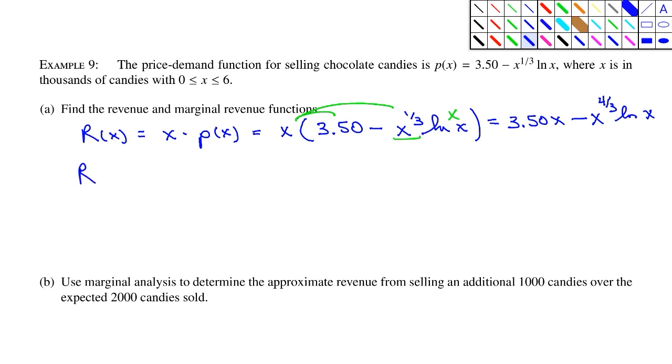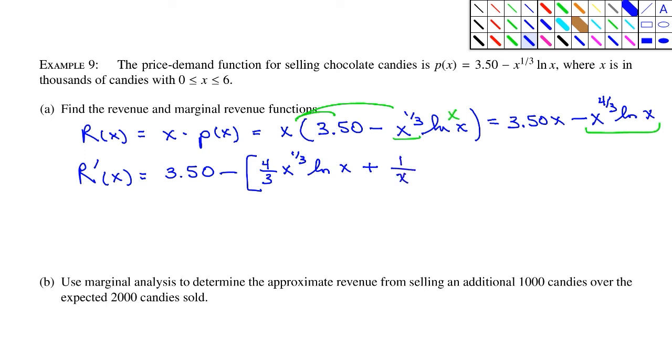Now, to find the marginal revenue function, you just take the derivative. So the derivative of 3.50x is 3.50 minus the derivative of the second piece, which is a product. So I'm going to have to use the product rule. I'm going to take the derivative of the first. It's 4/3 x to the 1/3 power times the natural log of x unchanged, plus the derivative of the natural log, which is 1 over x, times the first piece, x to the 4/3 power unchanged.